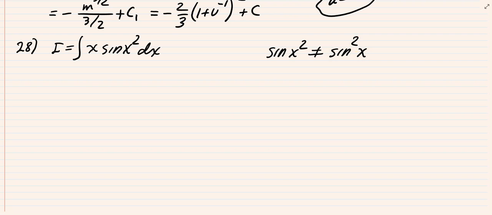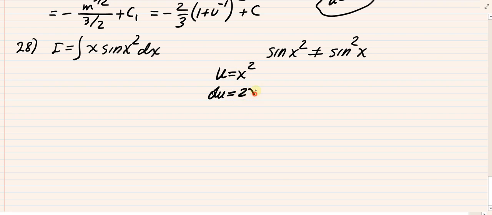Okay, so just want to clarify this. It makes a big difference which is which. So for this one, I'm going to let u be x squared, and therefore du is going to be 2x dx. Now I see x dx, so that means 1/2 du is x dx.